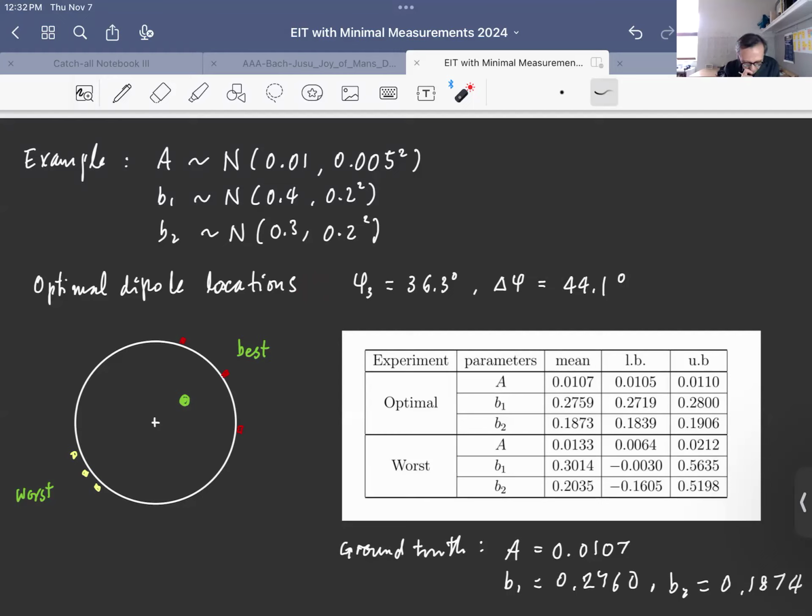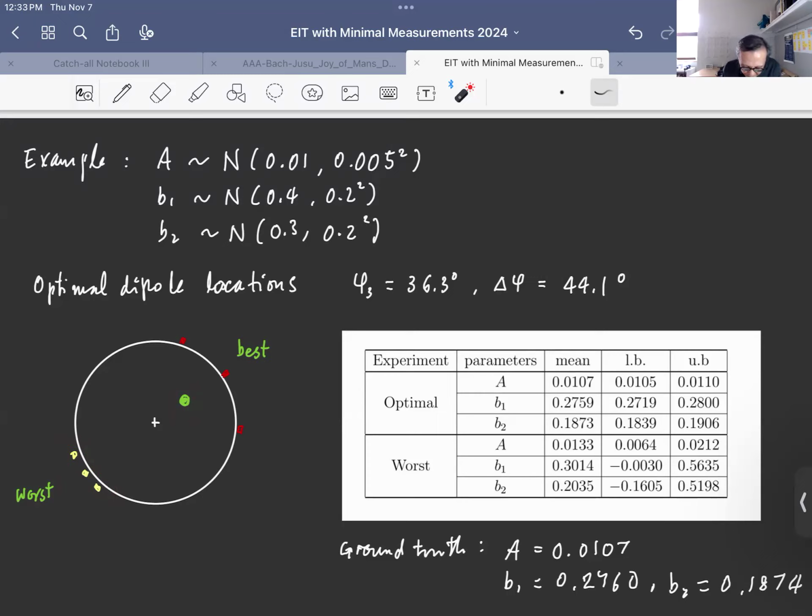So now I go through the experiment design. In this case, we actually try to compare the best experiment with the worst. The worst happens to be getting yourself as far away from the unknown as possible over here, and bunching the electrodes, the measurement points, to be close to each other.